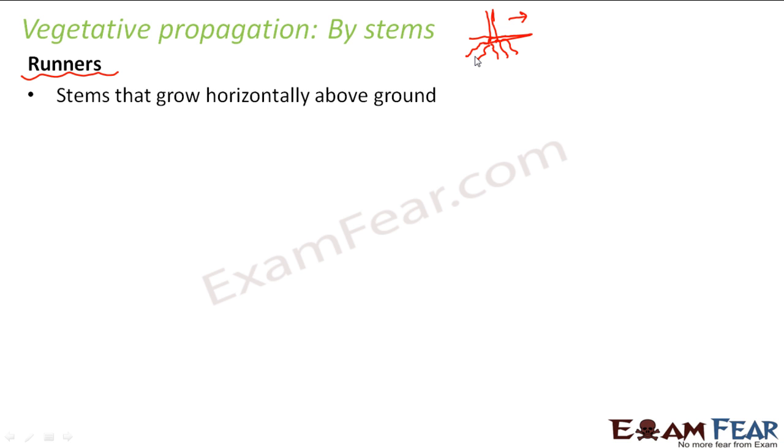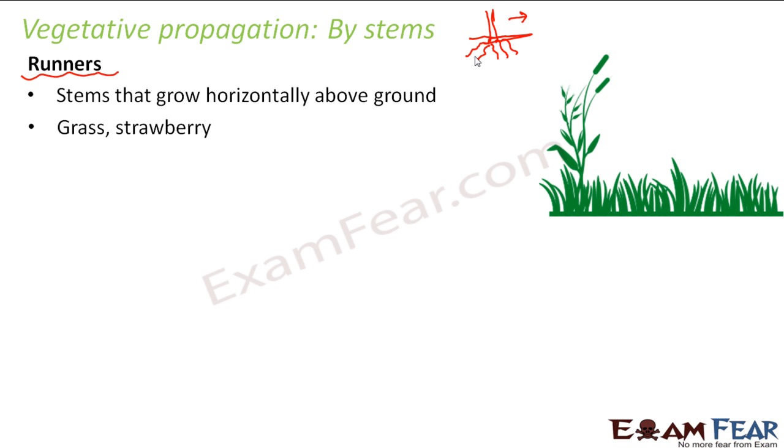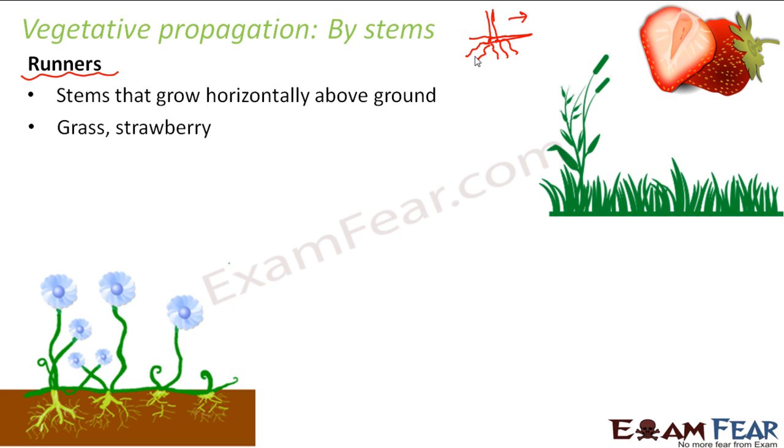Like somebody who runs, they run horizontally above the ground. Similarly, these plants also grow horizontally above the ground. That is why these stems are called runners. So let us look at some examples. Examples are grass and strawberry. If you look at grass, here you can see, do you notice something? This stem, this green colored structure, is also a stem. It is actually running horizontally, and that is why these are known as runners.